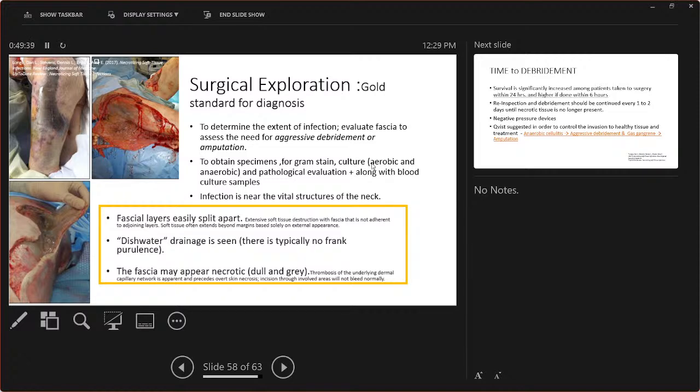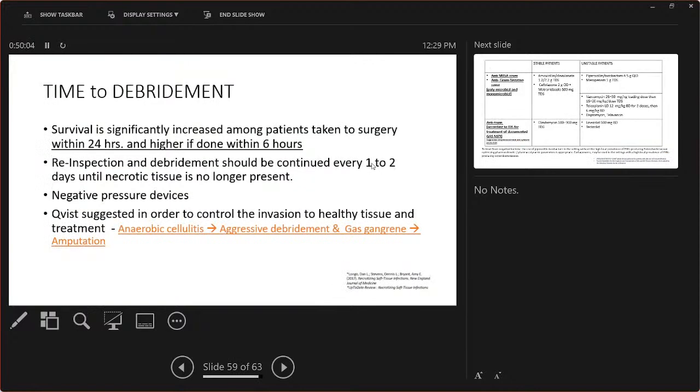Why we should do the surgical exploration is that we will decide whether it requires aggressive debridement or amputation. To take the specimen for gram stain culture, that is both anaerobic and aerobic, and pathological evaluation. If the infection is near vital structures, then we must immediately do a surgical exploration. After surgical exploration, we will move on to the debridement.